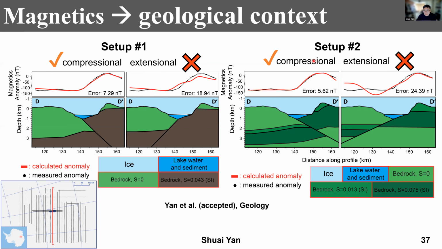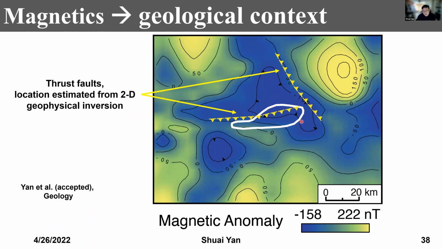And for both setups, the models with compressional geologic features gave a much better match than the models with extensional geologic features. So altogether, they indicate the existence of a compressional geologic boundary over the Lake Snow Eagle region. So from that inversion, we estimated the location of 2 thrust faults in this region.